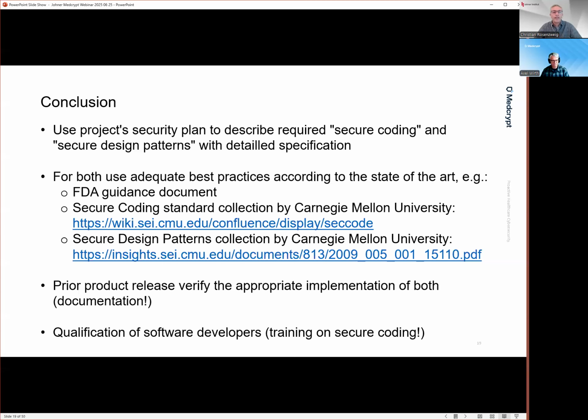And prior to product release, verify the appropriate implementation of both, and you need a review documentation for that. So that's mandatory to have in your security file to demonstrate that you not only required those coding standards or best practices, but you really implemented them. And to be sure that the implementation of secure coding really works, you have to qualify your software developers, so they should have a training on secure coding. And this is something the Johner Institut offers, for example.